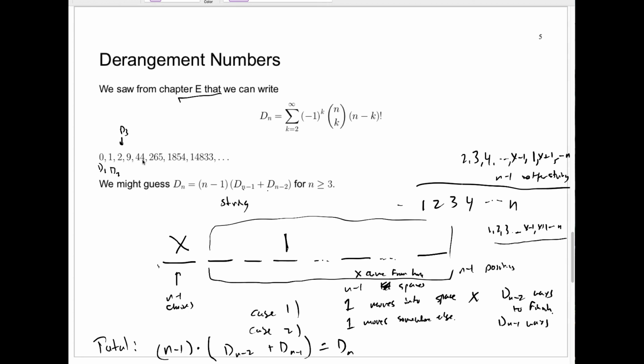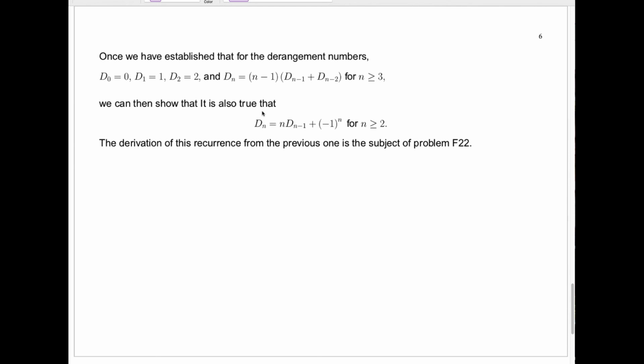D6 is 6 times 44, and then you have to add 1. And it continues on and on like that, and we can write that pattern by saying d sub n is n times d sub n minus 1 plus this negative 1 to the nth power. Now, the derivation of this recurrence can be done not in a combinatorial way, but just using algebra and the recurrence that we've already derived. In other words, once you know that this recurrence relation here holds, you can manipulate it algebraically and get this recurrence relation. That's the subject of problem F22, so I'm going to leave that to you guys to do at home.